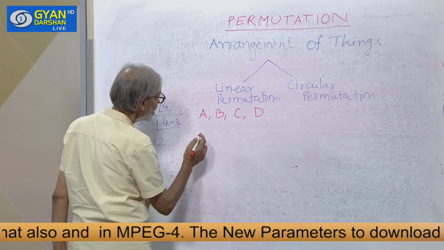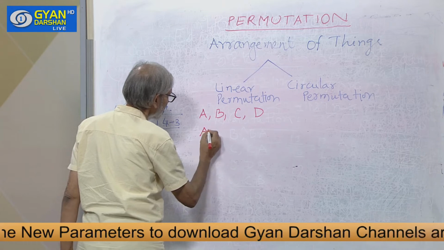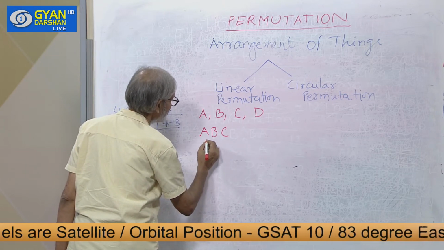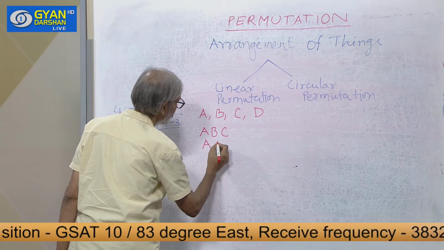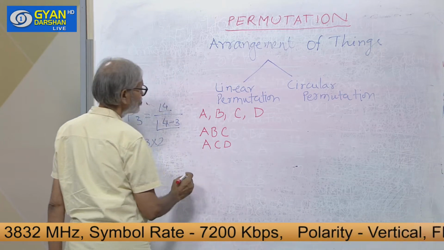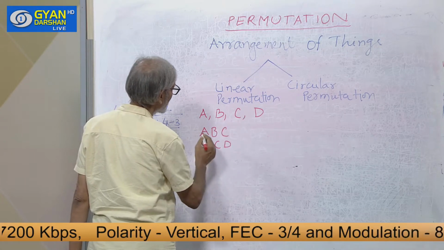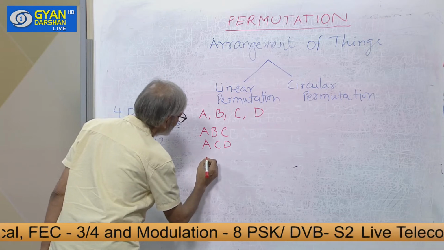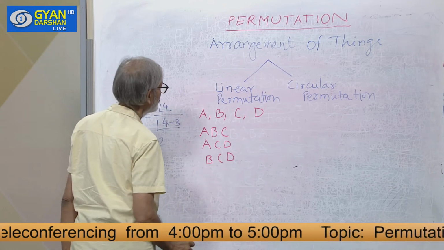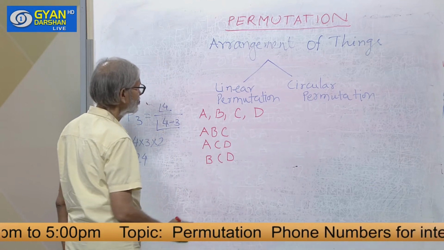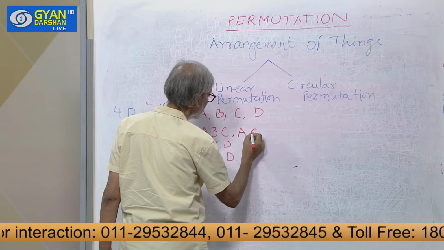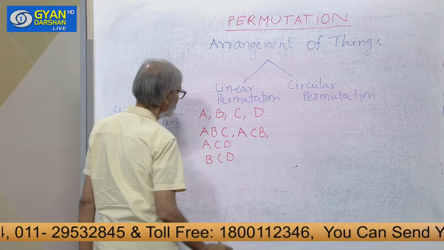Now, in how many ways? You just visualize. Let us take A, B, C. Okay. Another combination can be A, C, D. Okay. Then another combination can be B, C, D. Now, with combination A, B, C, how many can we make? A, C, B. Another arrangement.